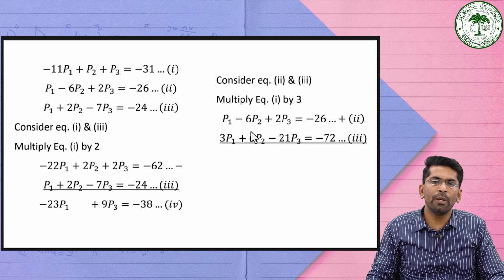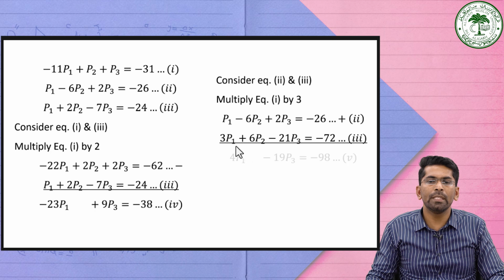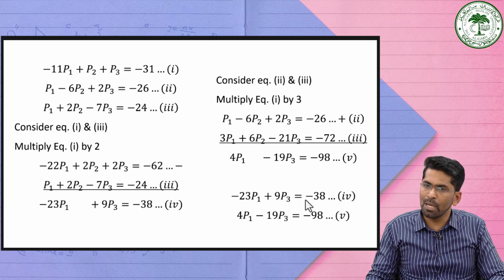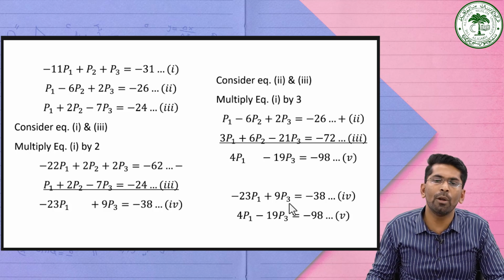Now here we have 6p2 in common, so we can add the equations so that it cancels out. p1 plus 3p1 is 4p1, and 2p3 minus 21p3 is -19p3, which is equal to -98. So we have equation number 4 and equation number 5, a simultaneous equation with two unknown variables.